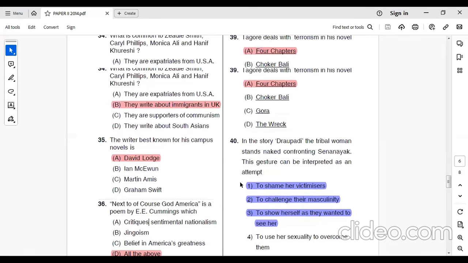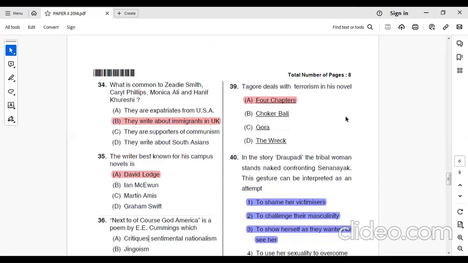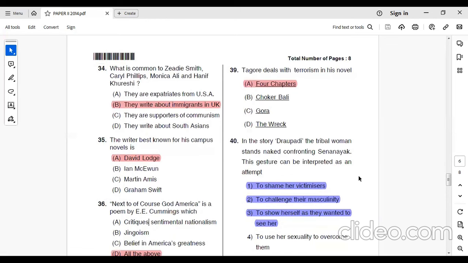Question number 39. Tagore deals with terrorism in his famous novel, Four Chapters. So Four Chapters, which was published by Tagore in 1934, is against the backdrop of the pre-independence revolutionary terrorist movement in Bengal. Question number 40.